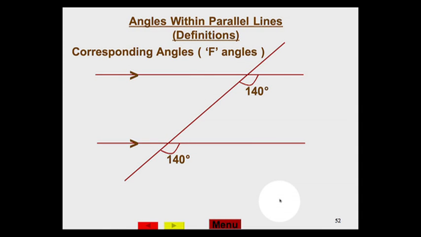Corresponding angles. Now, we call these F angles. I'm just tracing the F. So it's underneath the parallel line, and they are also equal. Again, underneath the parallel line, also equal, 40 degrees.